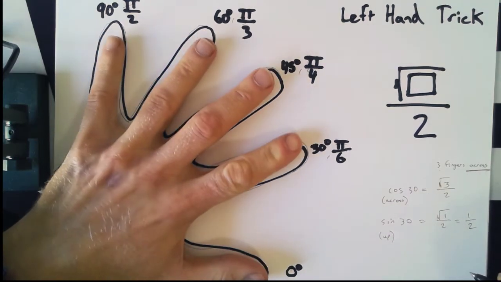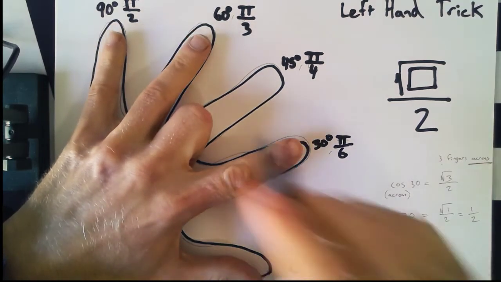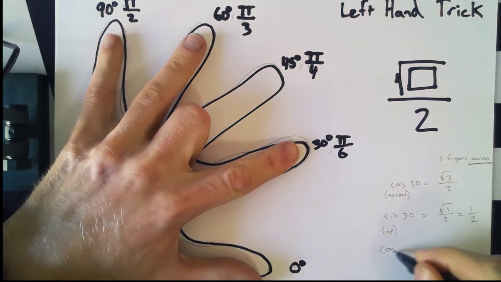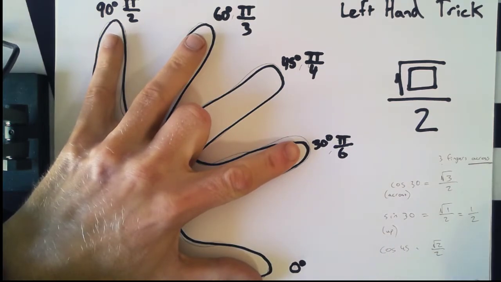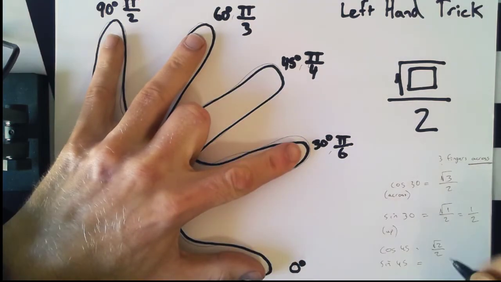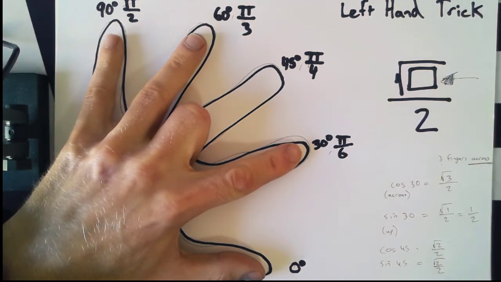And we can do that for all the other ones. So cos of 45, bend my knuckle for 45. How many fingers do I have to go across? Cos of 45 is equal to root 2 on 2. Sine of 45, how many fingers do I need to go up to get to it? I have to go up 2, so I put that in my root 2 on 2. So all I'm doing is counting how many fingers I have to go across or up, and putting that in this square root.